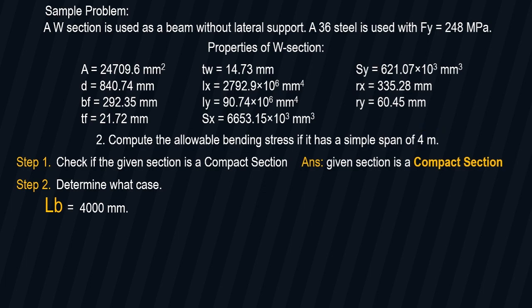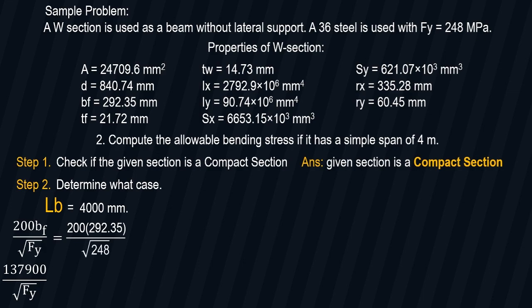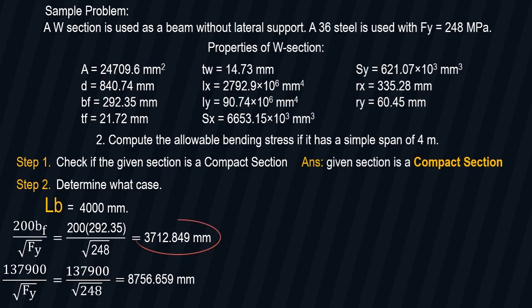And we also need to find the value of LC and LU using these two functions. Solving the first one, we have 200 multiplied by the value of BF, which is 292.35, and the value of FY is 248 megapascal. Therefore, we have 3,712.849 mm. And for the second one, we have 137,900 over 248 megapascal, and the result is 8,756.659 mm. Comparing the two, we can say that this one is the value of LC and this one is the value of LU. And this right here is LB.